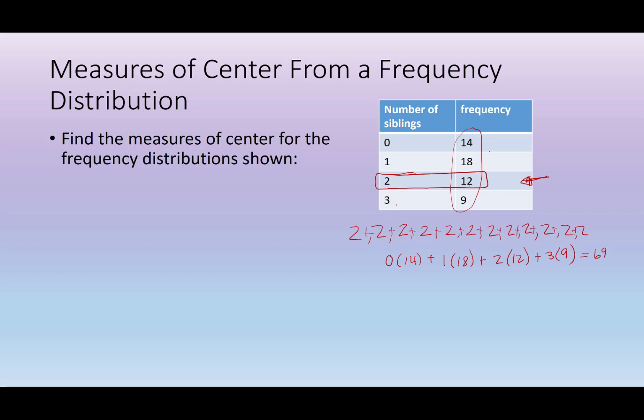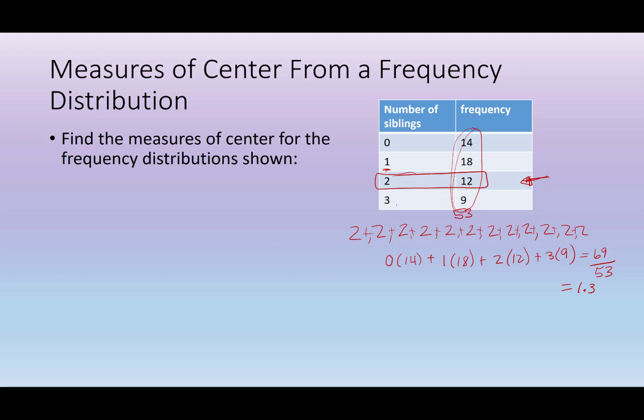Our total number of values is the sum of our frequencies. So there were 14 people that answered, 18 people that answered, 12 people that answered, and 9 people that answered. All together, when I add those, I have 53 people. So I would take my total and divide that by 53 in order to actually find my mean. When I do that, I get 1.3. Now that answer seems like it could be logical, that the mean would be 1.3. It would land right about here.